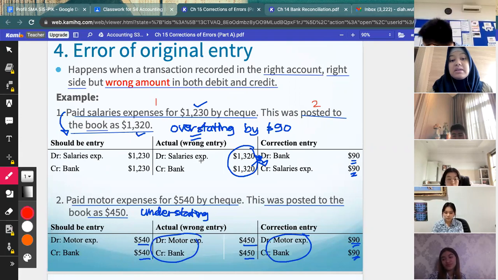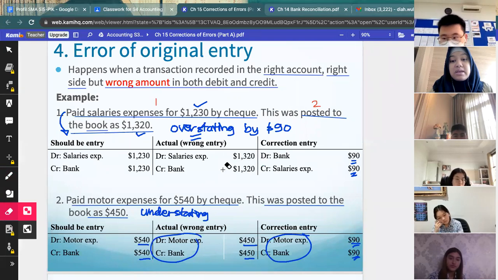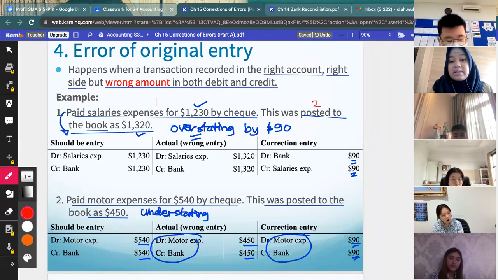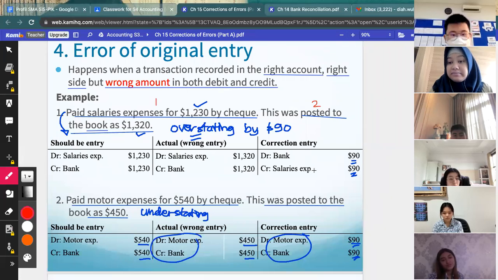Still, debit salaries expense, credit bank, but the amount is $1,320. Now, looking at this, you recorded bigger than it's supposed to. How to make a correction on this? We have to reduce both of them. Reducing the amount of both of them is done by putting them on the different or opposite side. To reduce salaries expense, we have to put salaries expense in the credit side.